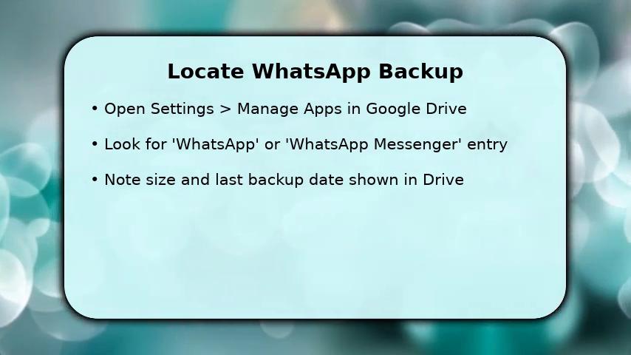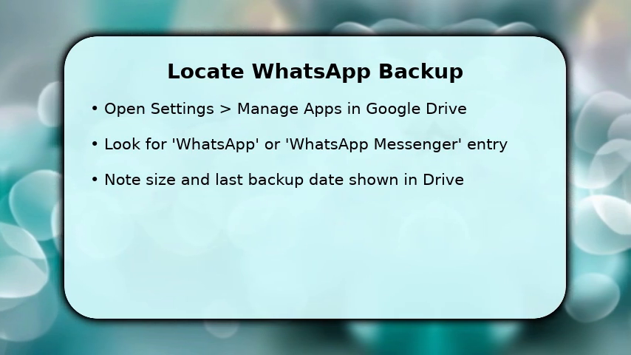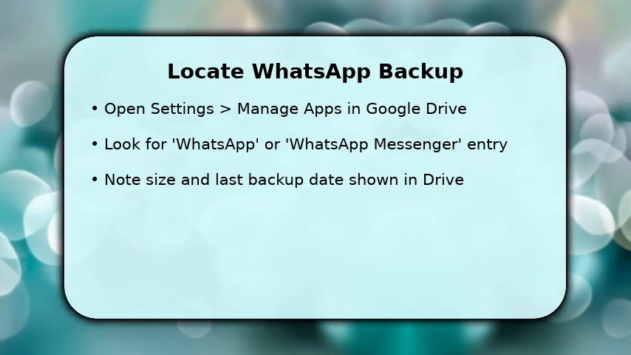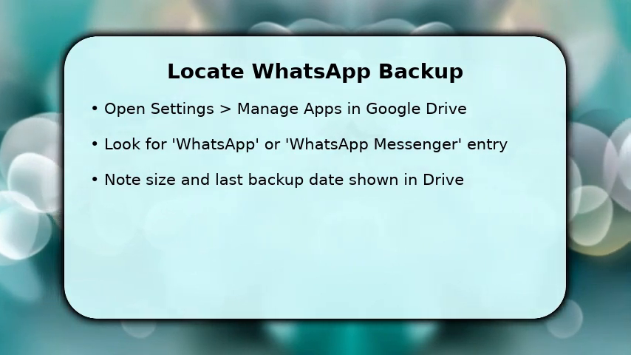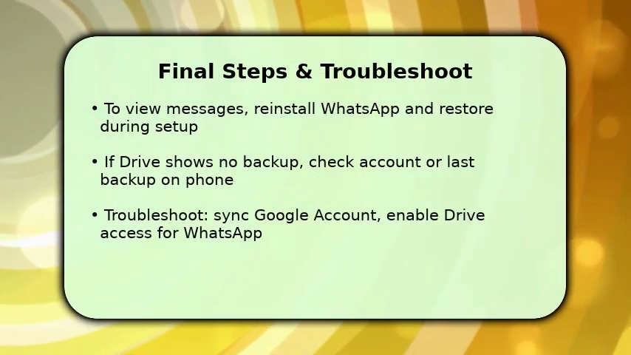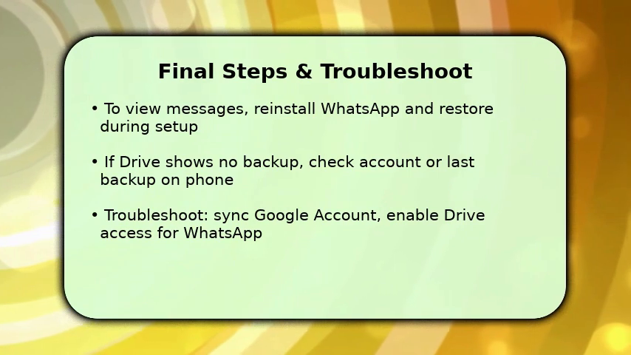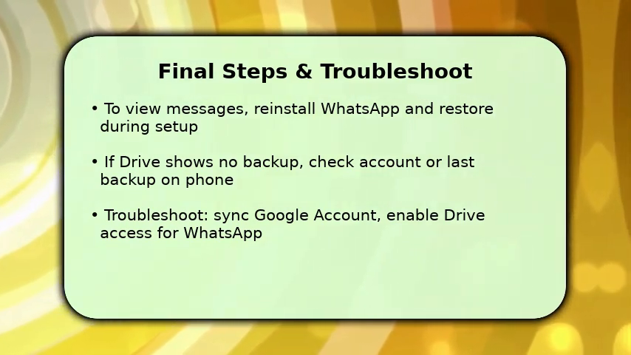You can't directly download chat contents from Drive. Instead, Drive stores encrypted backup metadata. Make sure to record the backup date, then prepare your phone for a restore if you need message content. To actually view chats, you must reinstall or verify WhatsApp on your phone and choose Restore when prompted. Drive provides the encrypted backup to WhatsApp only.